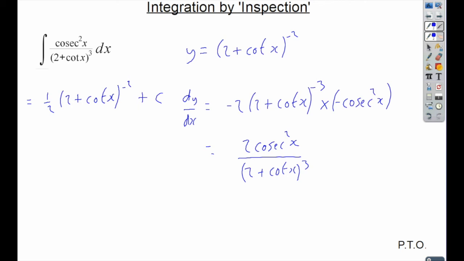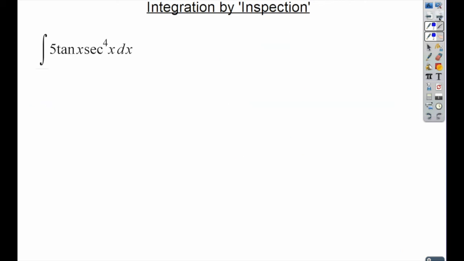Right, let's have a look at the next example. Now I've cut this one a little bit short, okay? I appreciate in the actual textbook they include limits, but I feel that it's the integration bit that you're probably going to get stuck on, rather than the limits, because you've substituted limits plenty of times by now. So I'm just focusing on the integral itself, and it's the integral of 5 tan x sec to the power of 4 x dx.